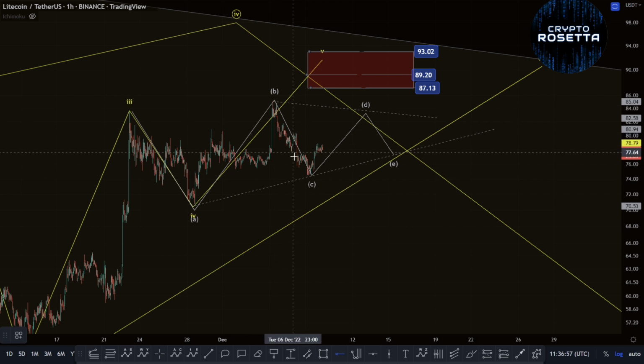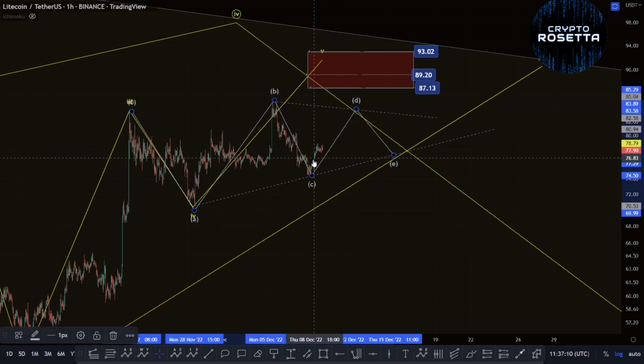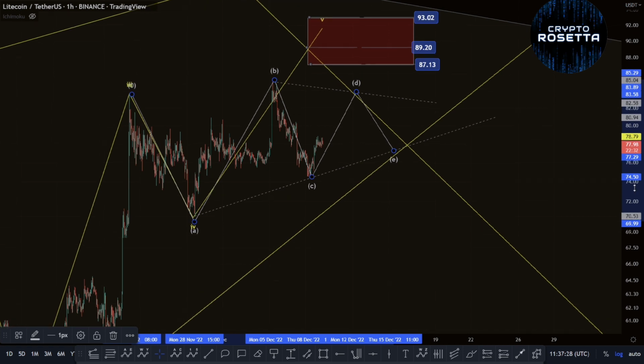What we would then be looking at is probably just some kind of complex correction in a WXY, though really we wouldn't have wanted this to come above this high point as a WXY. So I'm leaning more towards a triangle. I think that's probably what's going to happen here. Should we break above that point, we'll have to treat this as a completed correction within this move, and then we'll be looking to target this 93-cent area to this 87-cent area.